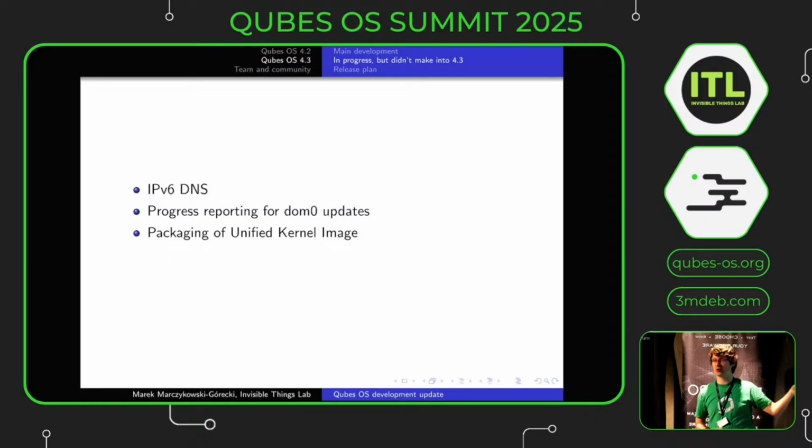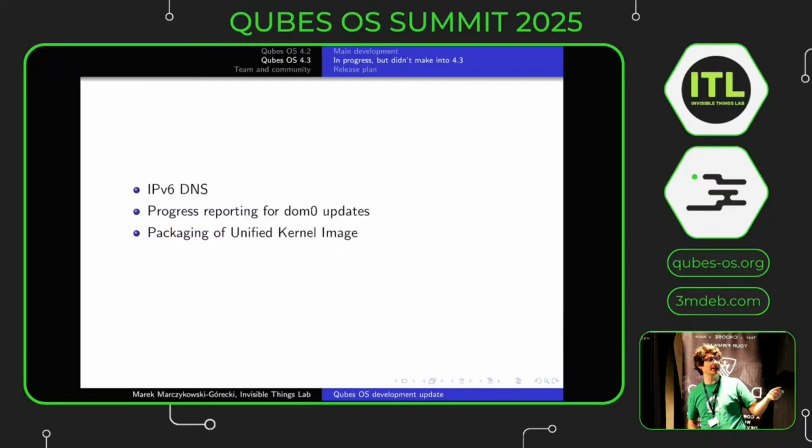There is one more update regarding the new GUI updater. So currently when you update dom0, there is no information about progress. You can see the text output if you really want, but there is no progress bar for that. So there is a pull request reworking the whole dom0 update approach to properly report the progress. But again, this wasn't finished in time to get it in 4.3. Will be in the next release.